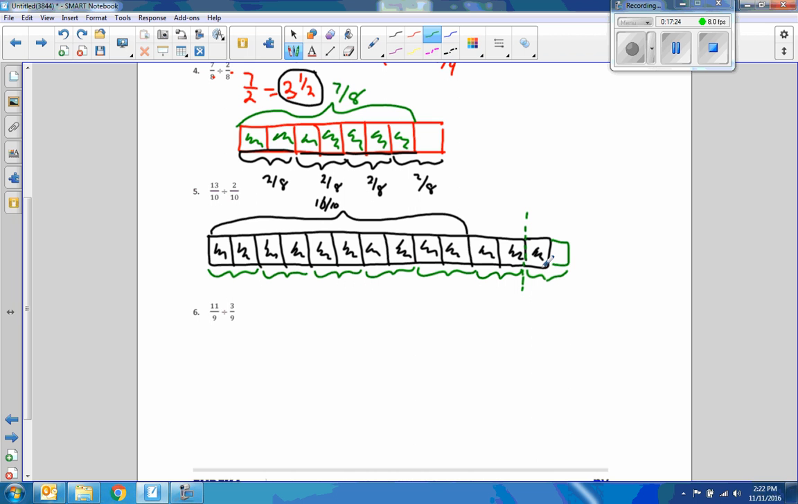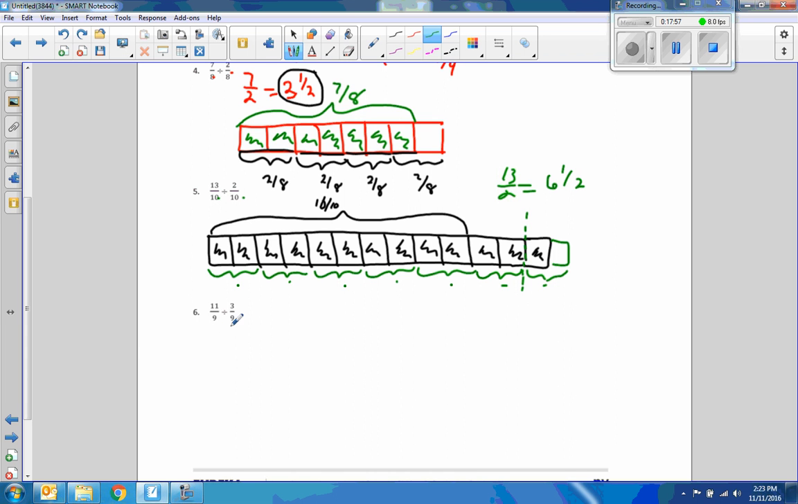And then there's a blank one there to make another 2/10. So I was missing that. Okay, so if we take 13/10 divided by 2/10, my denominators are the same, so I just divide the numerators. 13 divided by 2 is 13/2 or 6.5. And I have 1, 2, 3, 4, 5, 6, and 1/2 of these squares.